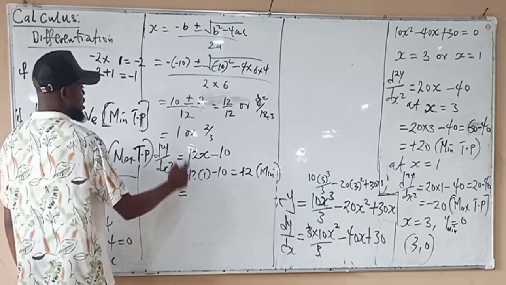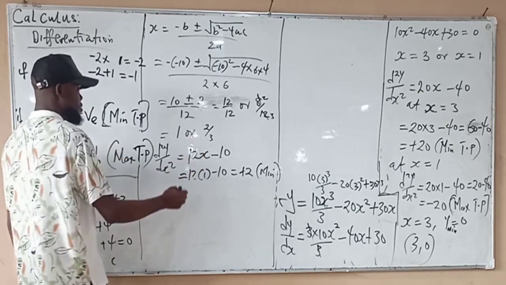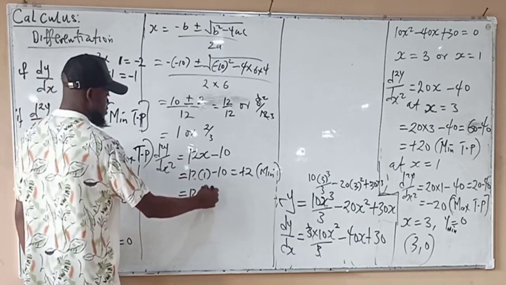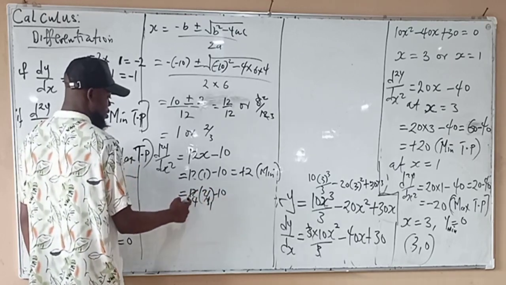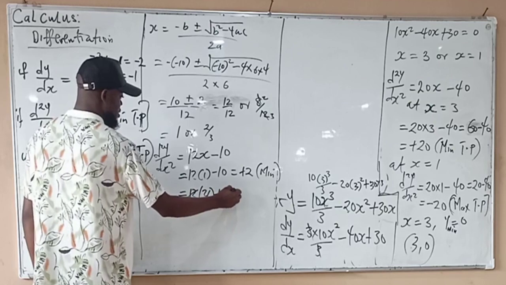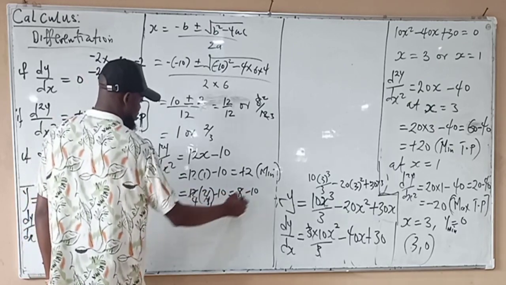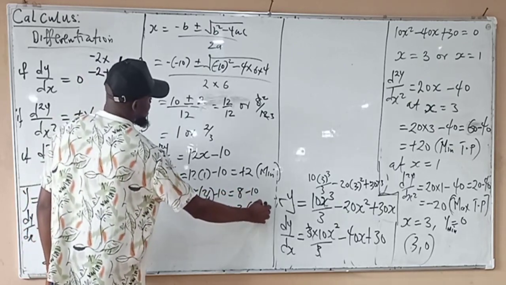Then let's put in 2 over 3 now. We have 12 times 2 over 3 minus 10. 3 into 12 is 4, 4 times 2 is 8. We have 8 minus 10, which is minus 2. That will give us the maximum.